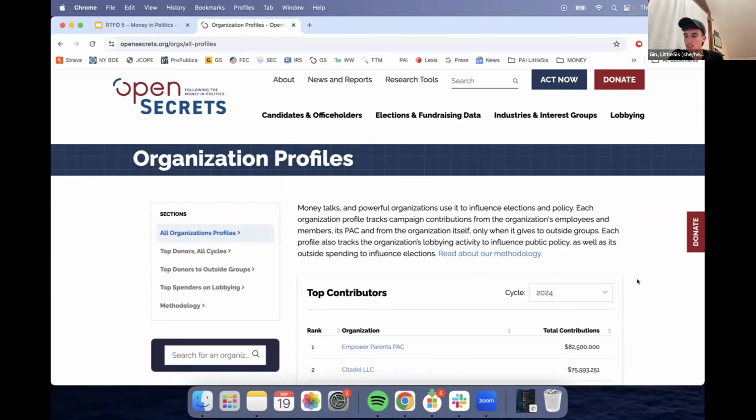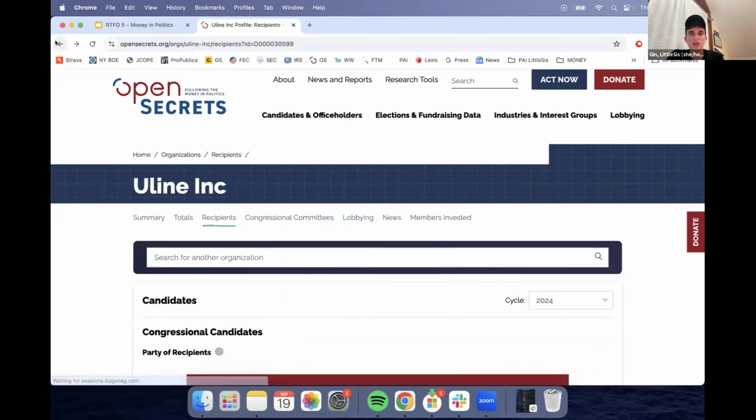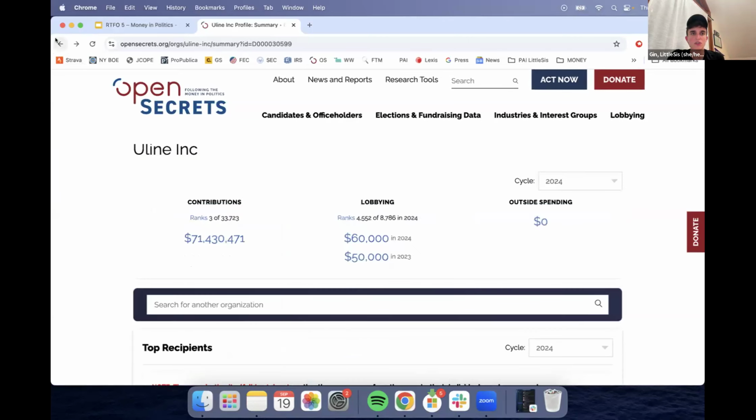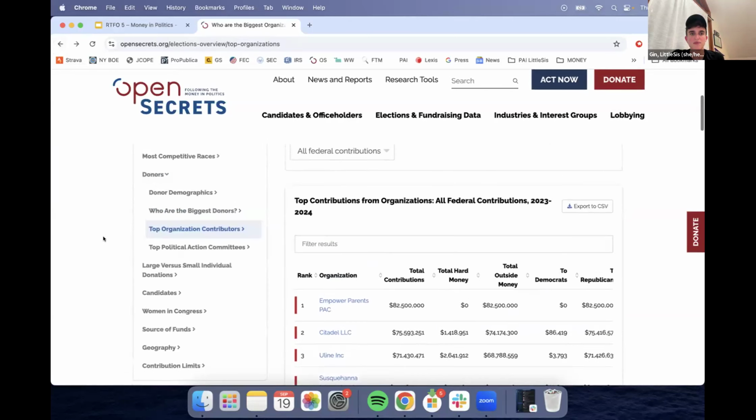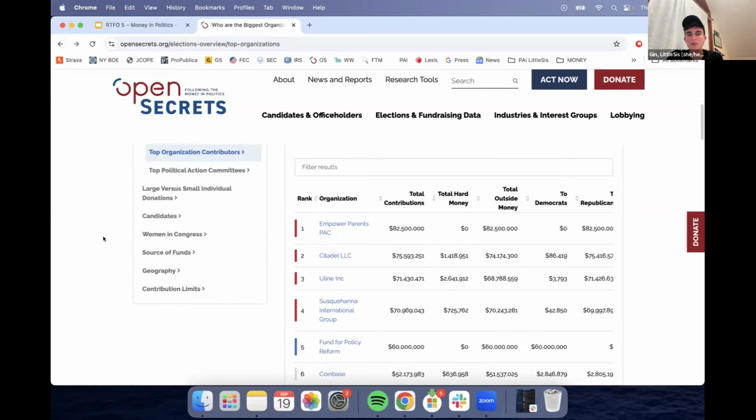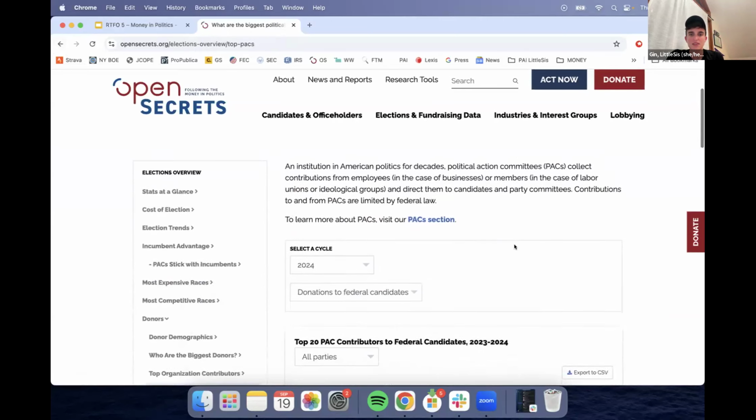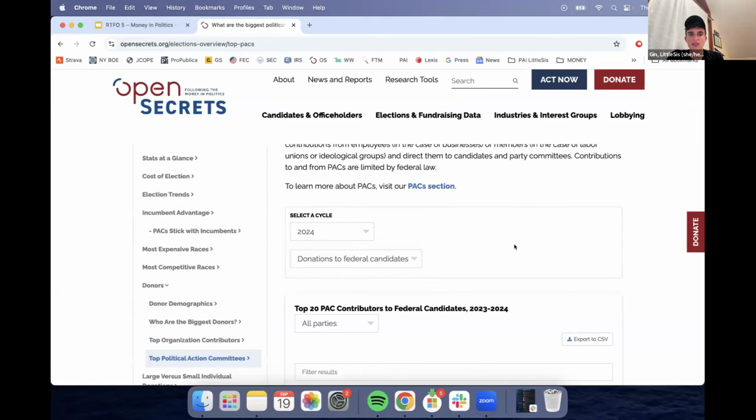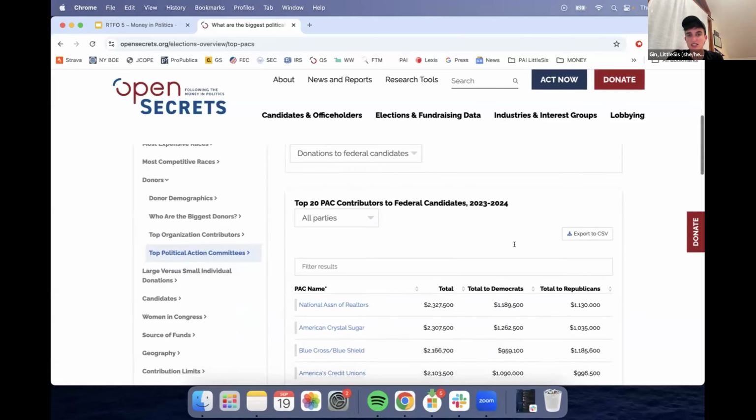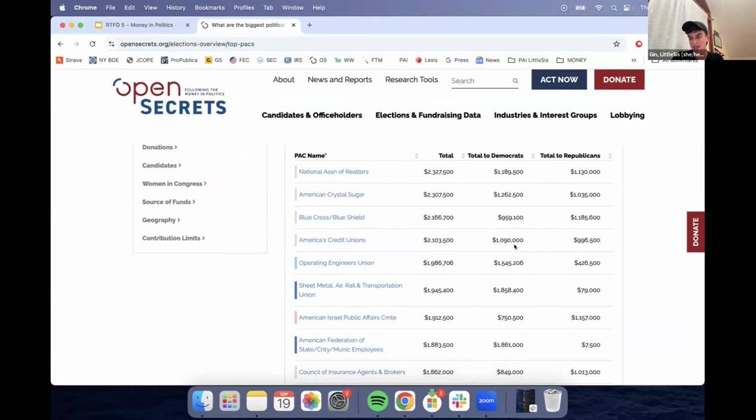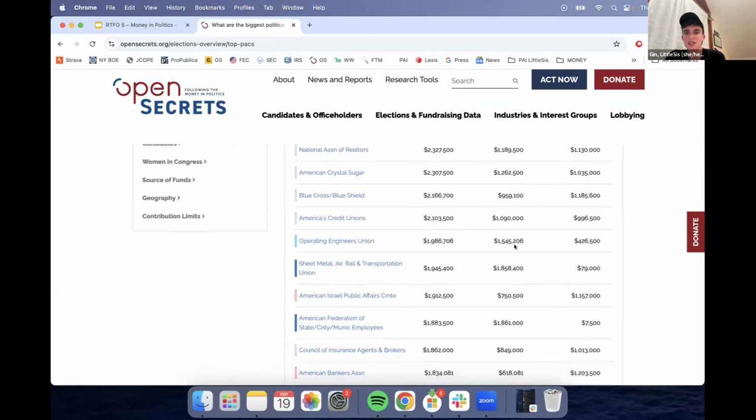Again, moving pretty quick because we have a couple more things to cover here. Let's go back away from organization profiles to, where was I? Here. So we were looking at the top organization contributors. Now let's look at top political action committees. Same deal as with the top organizational contributors. This gets into the PAC. So the PAC is in between here, it's taking money in and it's spitting money out. So what is the top PAC and its spending?